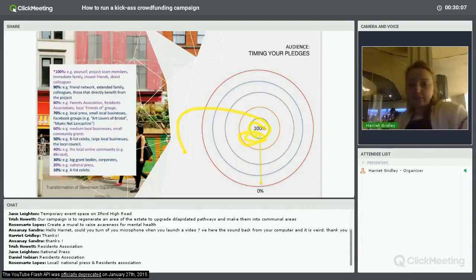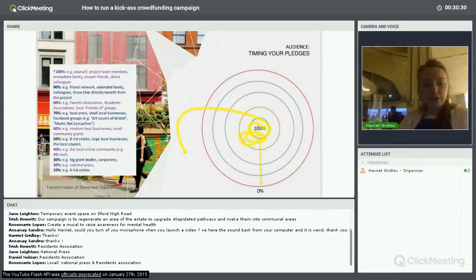So we would say that the people that are sort of 80% likely to pledge to your project would be a parents association or a residents association, local friends of groups. So basically organizations that have people in them that would be keen on supporting your crowdfunding project.